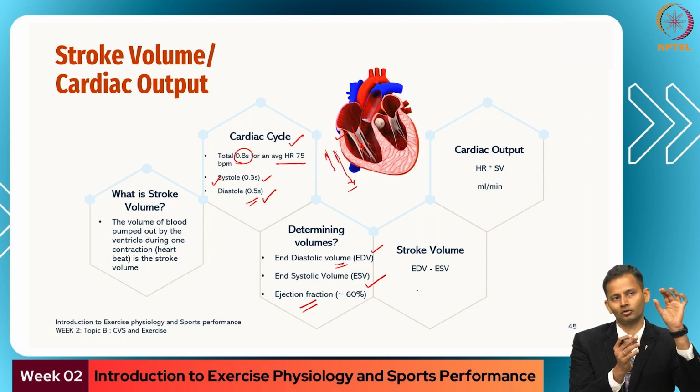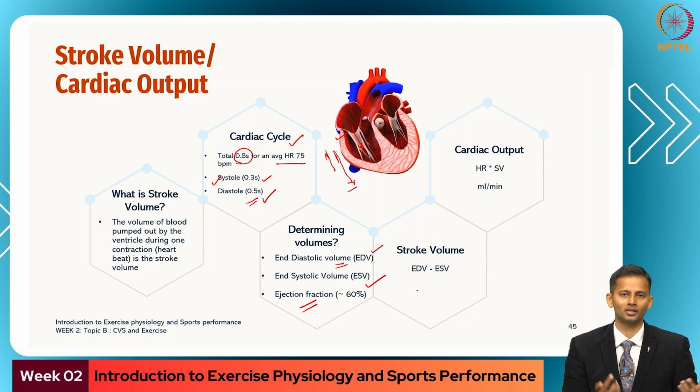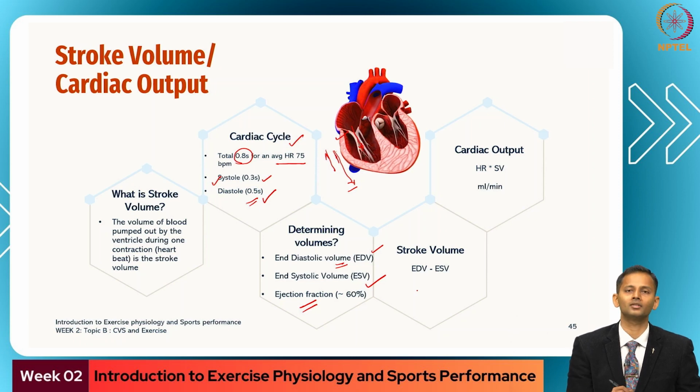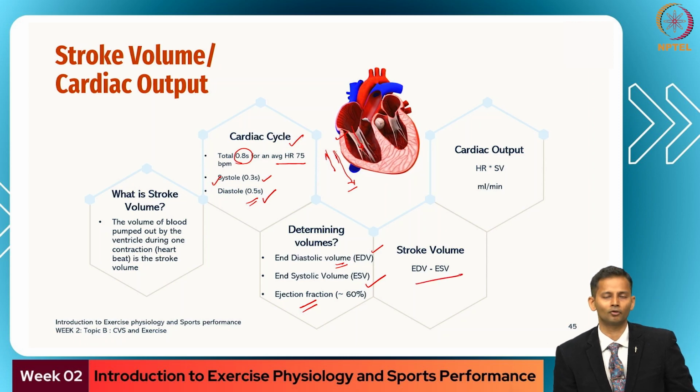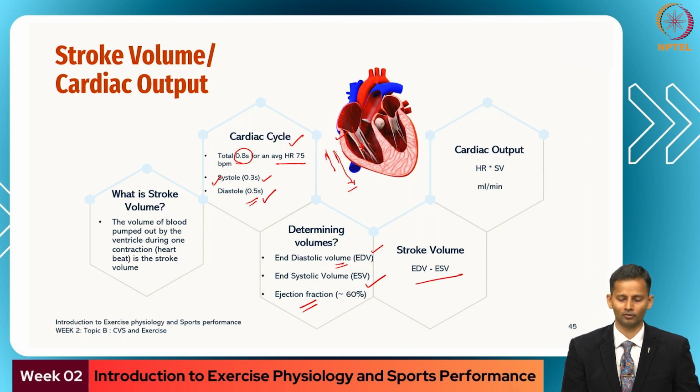So the stroke volume divided by the total end diastolic volume in percentage gives you the ejection fraction. We will discuss this in detail with an exercise subsequently. So the stroke volume is given by end diastolic volume minus the end systolic volume, and it is also a factor of cardiac output. The cardiac output is given by heart rate into stroke volume.